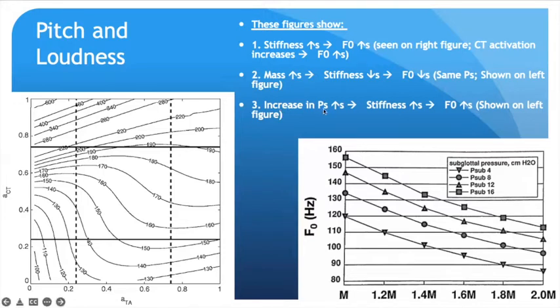What if you increase the subglottal pressure? Well, that's going to increase the vocal fold amplitude of vibration, which is going to increase loudness and intensity. And it actually might increase stiffness slightly too, because as you apply a greater subglottal pressure, you're stretching the vocal folds slightly more, which is going to slightly increase fundamental frequency. So stiffness, mass, and subglottal pressure control what the pitch and what the intensity is.